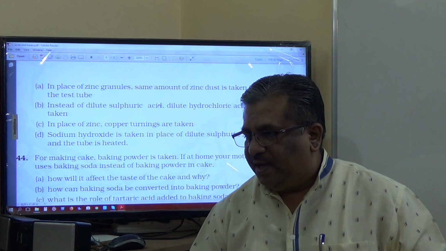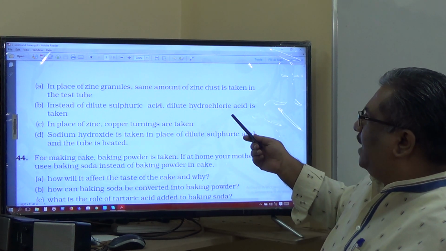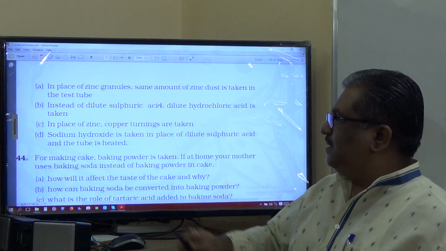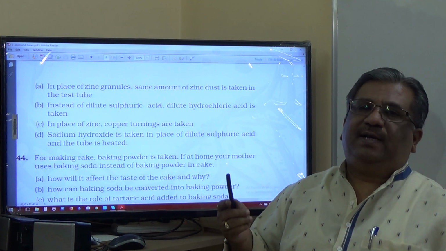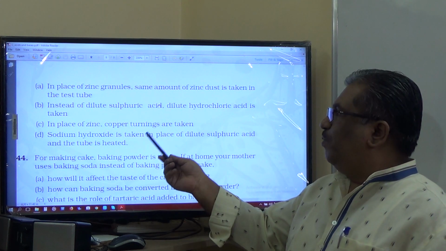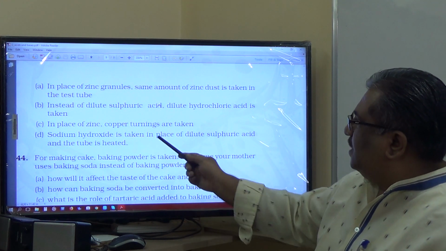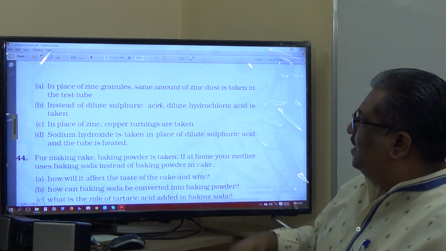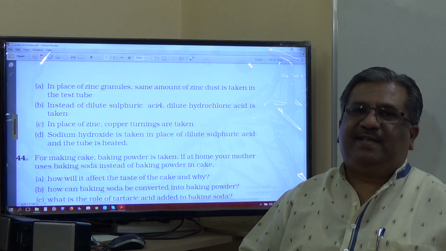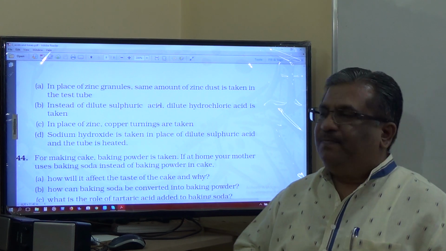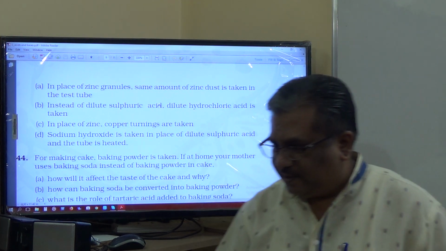Is that clear? Instead of dilute sulfuric acid, dilute hydrochloric acid is taken. Zinc granules and dilute hydrochloric acid. Same observation. Hydrogen gas is evolved. In place of zinc, copper turnings are taken. Copper being lower in the reactivity series than hydrogen, copper would not be able to displace hydrogen from the acids. No reaction takes place. Sodium hydroxide is taken in place of dilute sulfuric acid and the tube is heated. Good. Some metals react with bases, such as aluminum and zinc, and those are called amphoteric metals, and therefore sodium zincate with liberation of hydrogen gas is observed. Okay, these are the things.